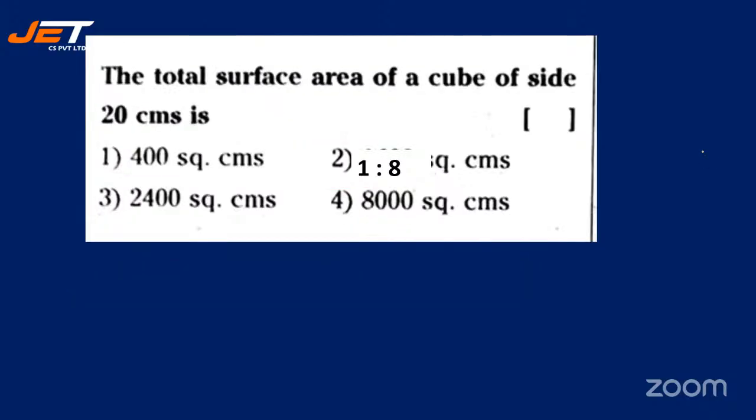The total surface area of a cube of side 20 centimeter is dash. So what is the total surface area of a cube? The formula is total surface area of a cube is 6a square. So TSA of a cube is 6a square. I'm just giving you 1 minute. Try to finish this and solve it and put the answers in the chat box. All right. So let me see how many of you are giving me the correct answers.